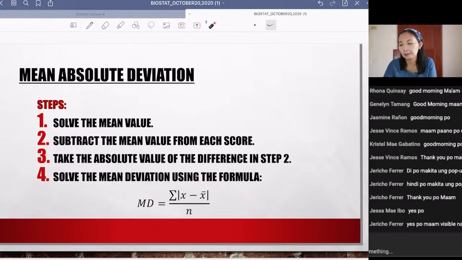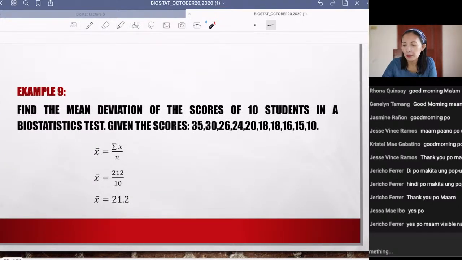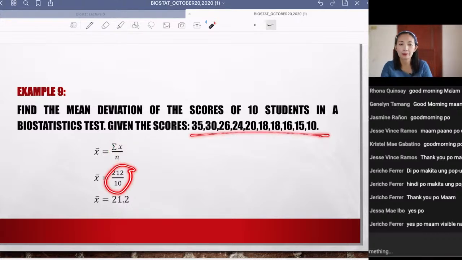Okay, sample. The mean deviation of the scores of 10 students in Biostat, given the scores 35, okay, 30, 26, and so on and so forth. How many scores are given? 10, 2, 4, 6, 8, 10. Step number 1, we have to find the mean. So, mean is simply sum of all the values divided by n. Sum this up, you'll end up with 212 divided by 10, which is 21.2.